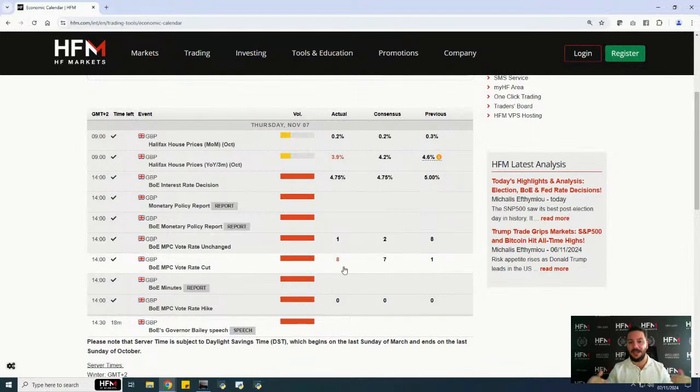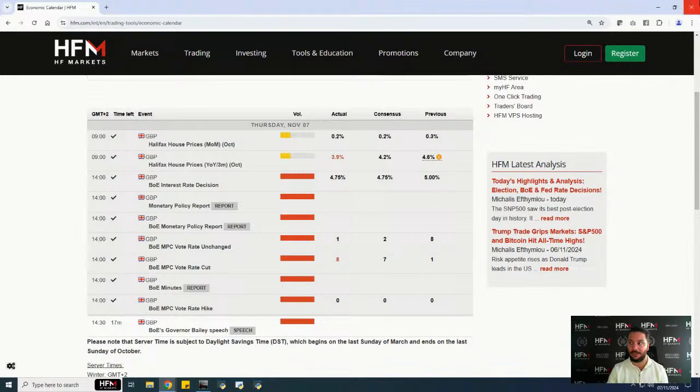Because there's only nine members, ladies and gentlemen, of the Monetary Policy Committee. And from those nine members, seven were predicted to vote for a rate cut, but eight actually voted for a rate cut. So that is something much more dovish when we're looking at not necessarily the interest rate decision itself today, but the view of the nine members of the Monetary Policy Committee. So that's something which is very important, ladies and gentlemen. That, generally speaking, is something which is negative for the British pound.